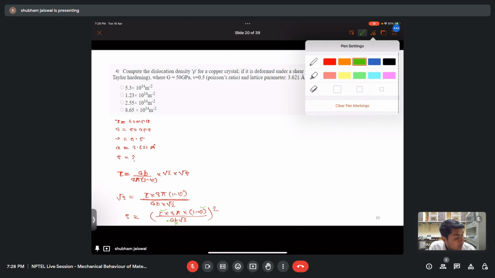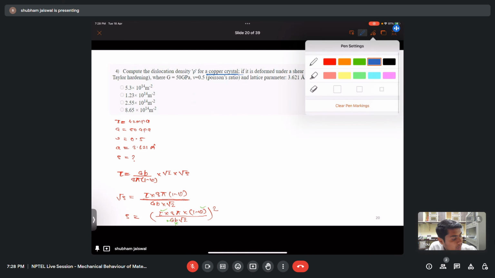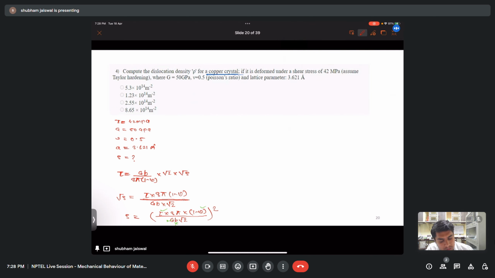But they have given here that the copper crystal, and we know the crystal structure of copper is FCC. So they have given as copper. So copper is FCC, and for FCC we have the Burgers vector of the type a by 2 1 1 0.